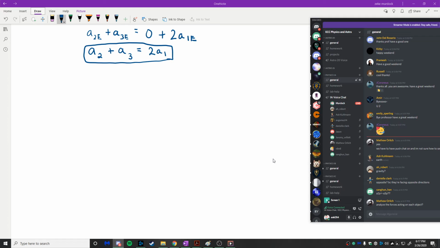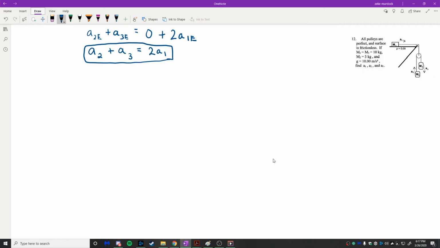Analyze the forces acting on each object, right? That's exactly right. That's what we always do in problems like this, is we look at all the forces. So let's do that. We've got 3 objects. We've got M1, and let's label the forces acting on M1. There's no trig in this problem, which is kind of nice, but doesn't mean it's easy.